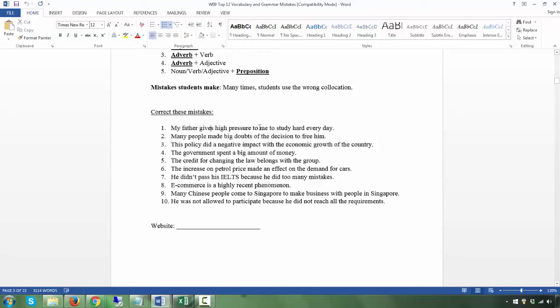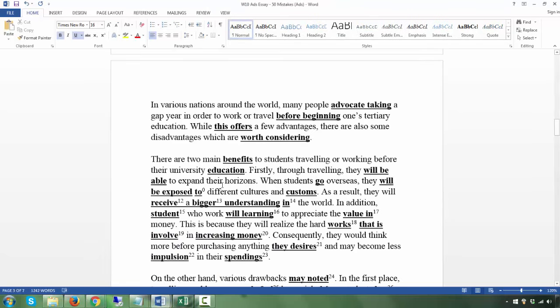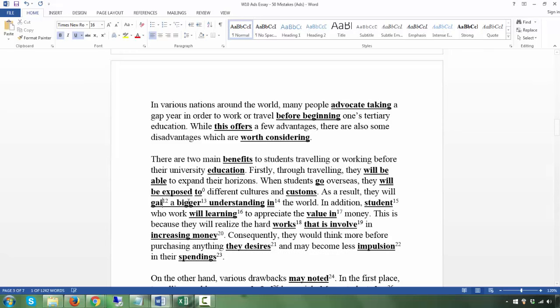Like, you don't say "gives high pressure to," you say "puts enormous pressure on." So the verb is wrong, the adjective is wrong, and the preposition is wrong. In the same way, you don't say "receive," you could say "gain." You don't say "bigger," you could write "deeper": gain a deeper understanding. So your verb is gain, your adjective is deeper, and you don't say "in," you say "of." Understanding of, that's the preposition you use.